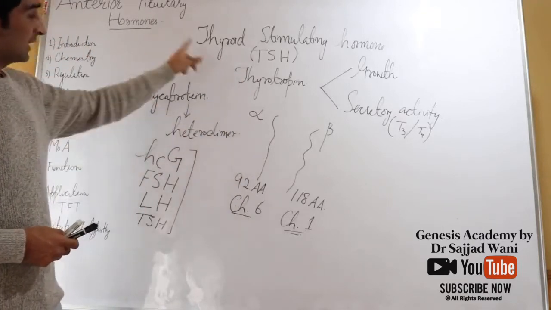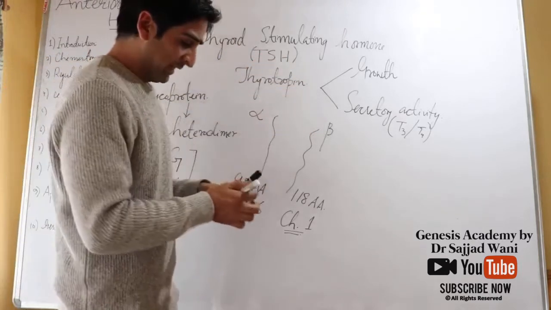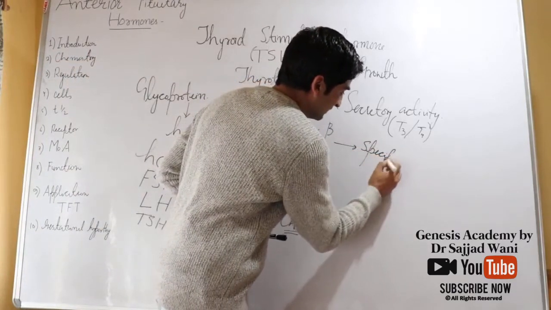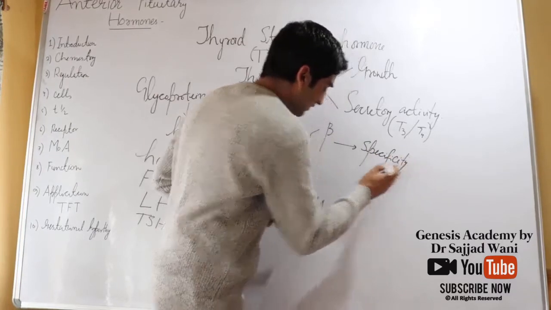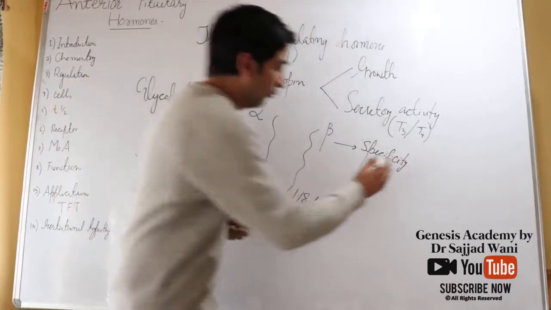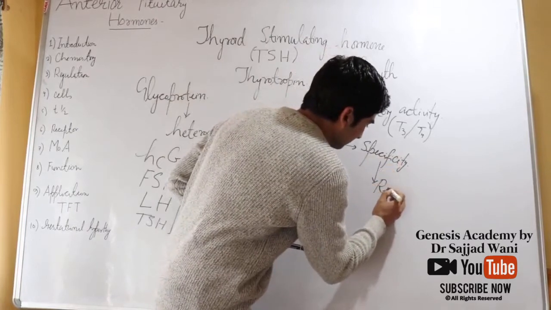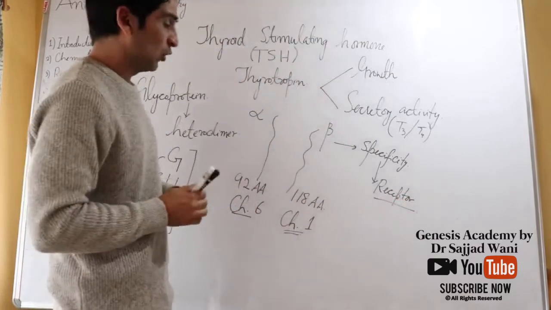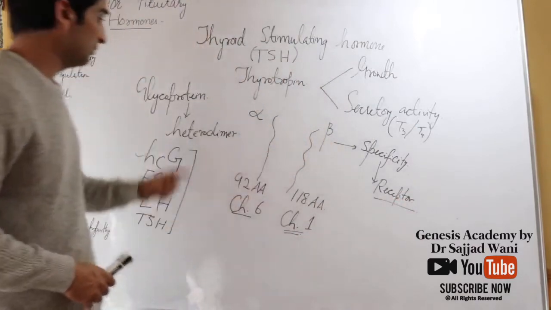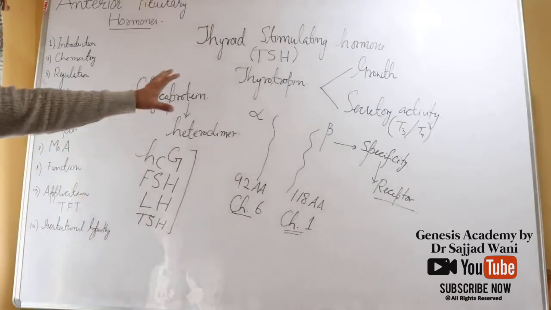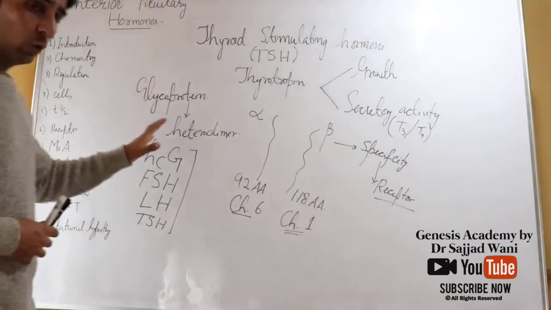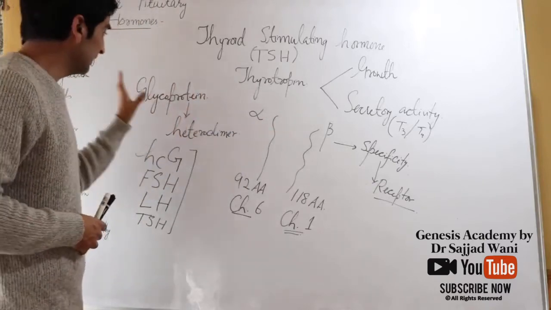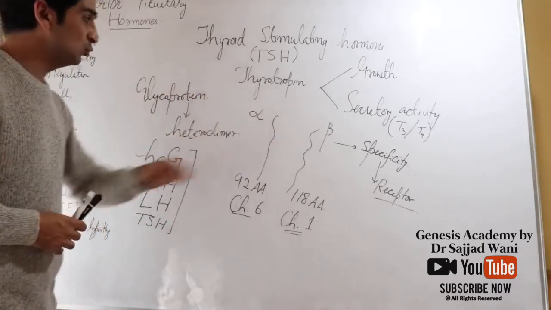But here, the thyroid stimulating hormone's beta chain gives it the specificity. That means this beta chain is responsible for the specificity of thyroid stimulating hormone for its receptor, right? So a receptor identifies the thyroid stimulating hormone on the basis of this beta chain, you must remember here. This is all about the chemistry of thyroid stimulating hormone. I hope you have remembered these things, that the hormone is a glycoprotein having two chains.